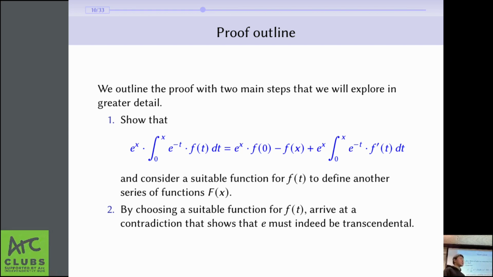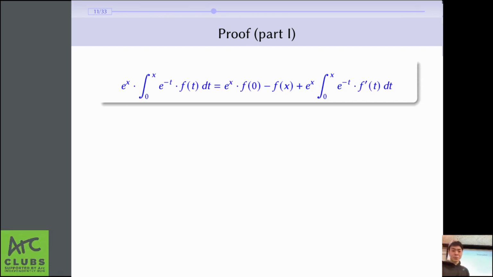So the proof itself is going to start by saying, let's assume that e is algebraic. We're going to go through a series of deductions, and then we're going to get to a contradiction. And the only way to get to that contradiction is to have started off with the fact that e was algebraic. And that would mean that e is transcendental. So that is the whole idea of the proof. Okay, so let's go through part one. We're going to show this result first.